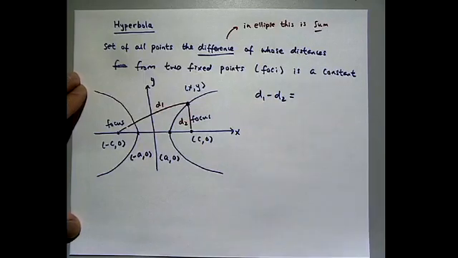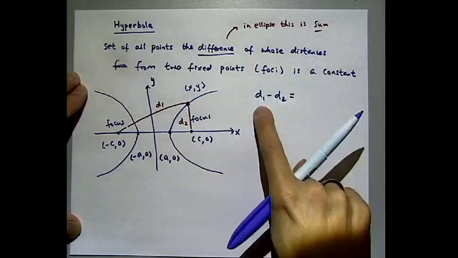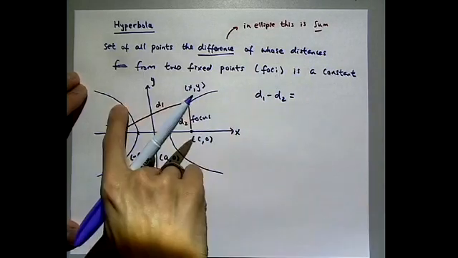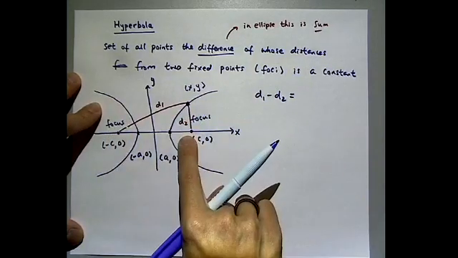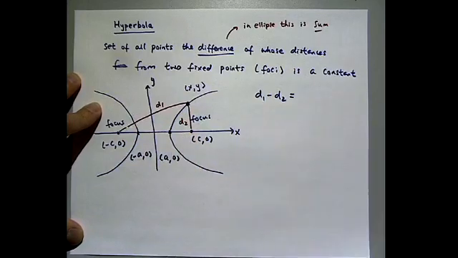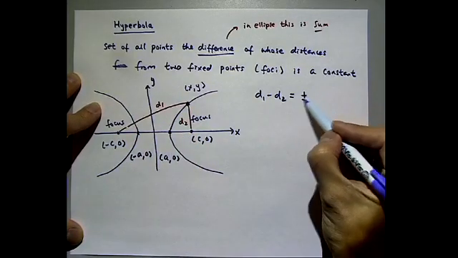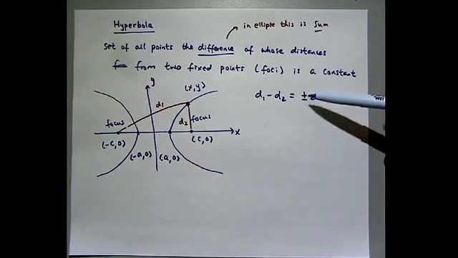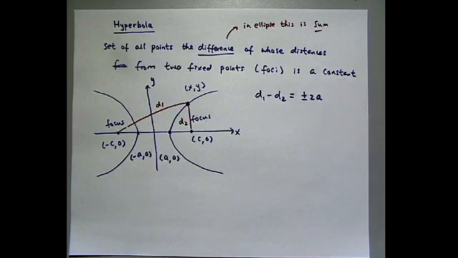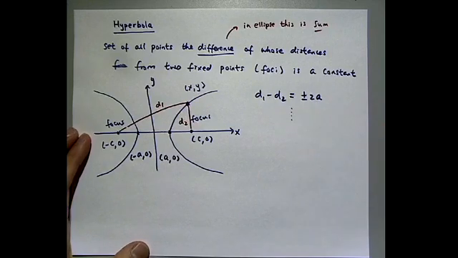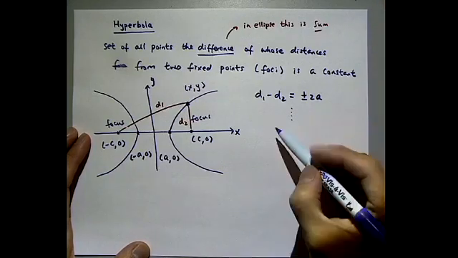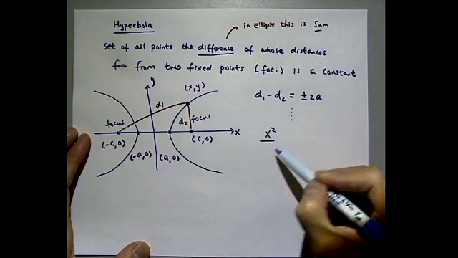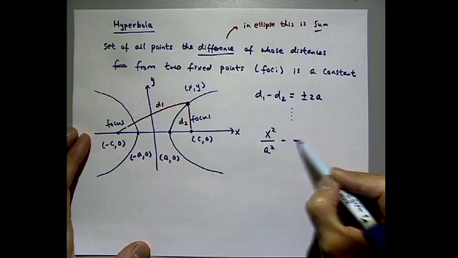Now there's a slight twist here. On the right branch, d1 is bigger than d2. On the left branch, d1 is smaller than d2. So the difference can be either positive or negative. So that constant is still 2a, but we need to account for the fact that this could be positive or negative. Okay, so after a little bit of algebra here, we end up getting this equation.